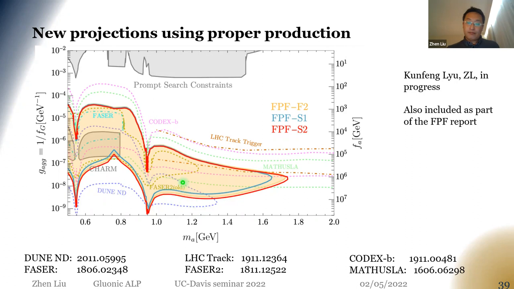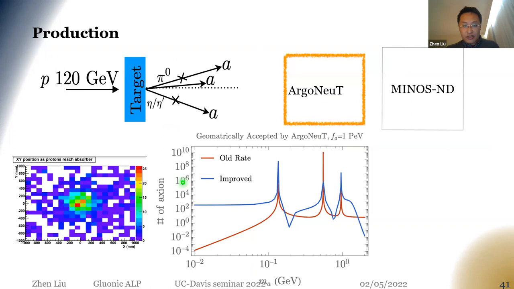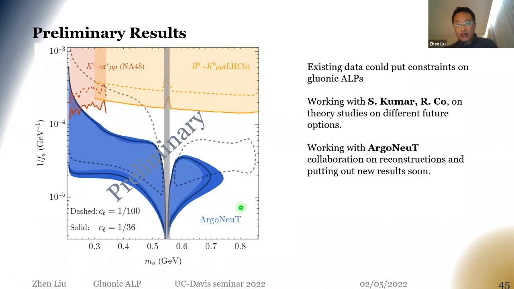So, yeah, I'm sorry to run out of time. I will skip the last part, where I was playing with some existing data to look for dimuons with my other collaborators, where I did a millicharged particle search. We're just having some new results with the experimental collaboration to show axion decay to dimuon can be constrained in this plane, mass versus the decay constant.